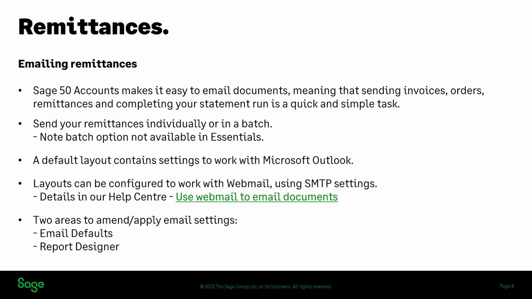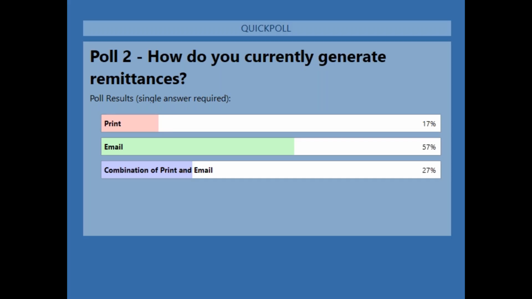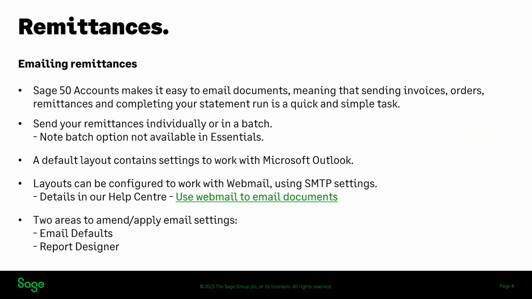Right, let me close that poll and I'll share the results with you as well. So as you can see, just under 20% of you currently print. 27% of you use a combination of printing and emailing. Just under 60% of you will email only. You never know, after today's session, we might get a higher percentage if you're thinking, right, maybe I'll switch to email only. It looks a lot easier than I thought it was, a bit more flexible than I thought it was as well. Right, let's hide that, and we'll go back to our slides.